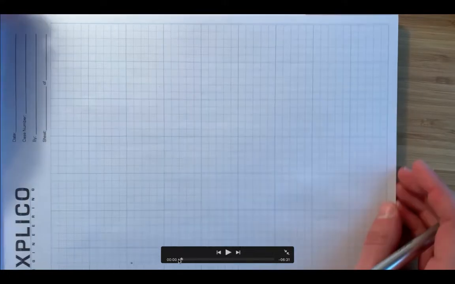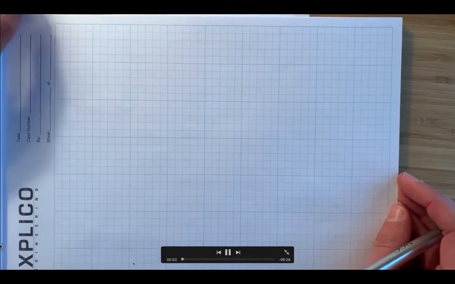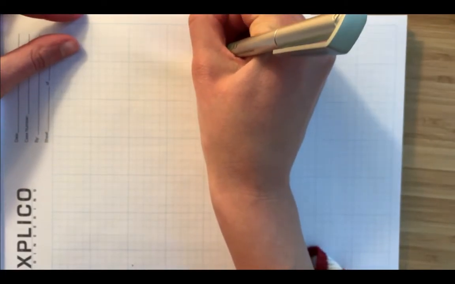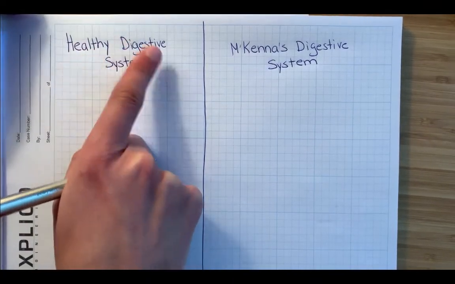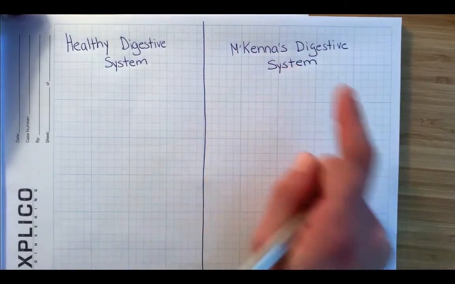Make sure you have a piece of paper in front of you. It can be a scrap piece of paper. It doesn't need to be perfect. Divide your paper in half. On one side, write healthy digestive system, and on the other side, write McKenna's digestive system.